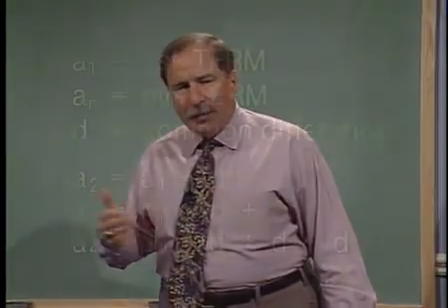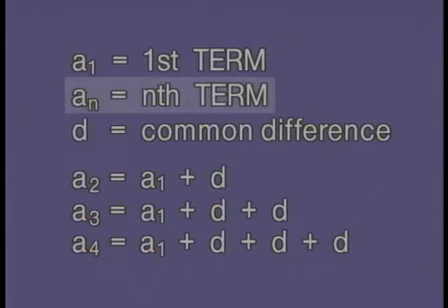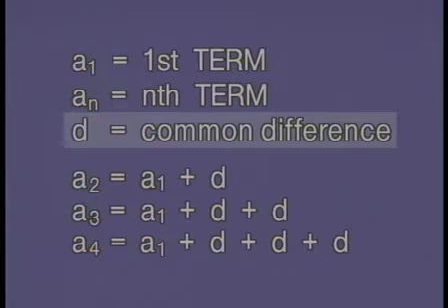Now, A sub n means the nth term. If n was 12, then A sub n would be the 12th term. If n was 100, A sub n would be the 100th term. And then d, lowercase d, is the common difference: what we add to A1 to get A2, what we add to A2 to get A3. And notice it shows you that on the last 3 lines in this visual.